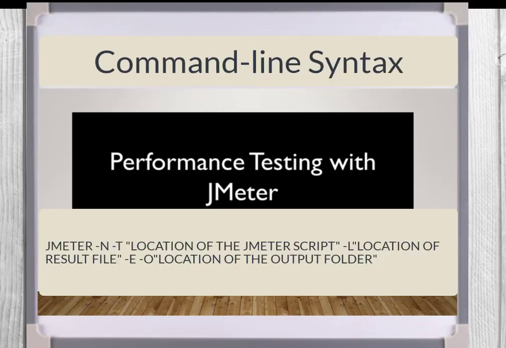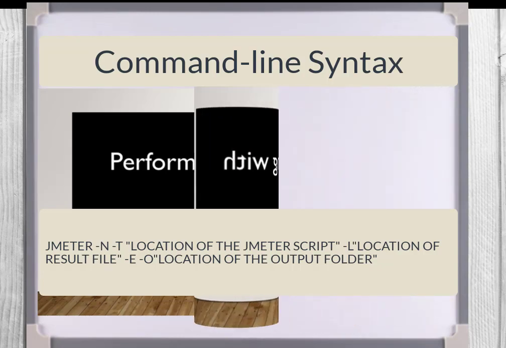One more time, the syntax for the JMeter execution in non-GUI mode is jmeter followed by -n followed by -t with the location of the JMeter script, and then -l and define the location of the result file. You can also specify -e, then -o for the location of the output folder.